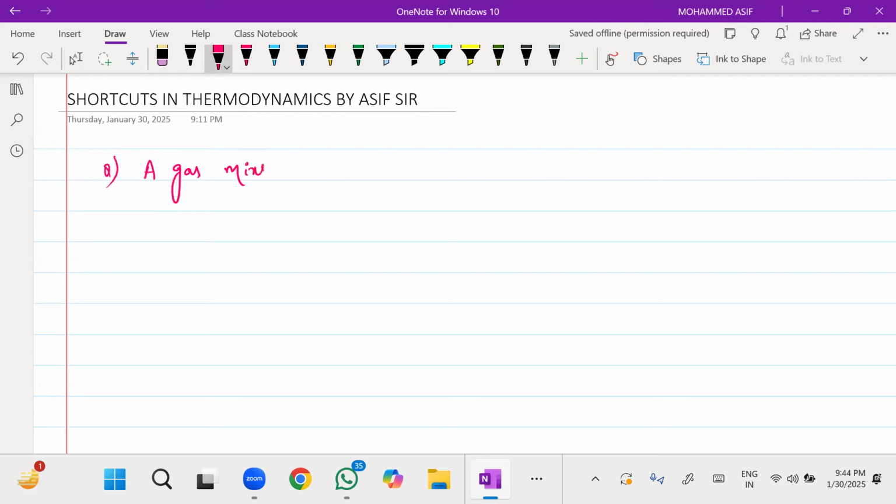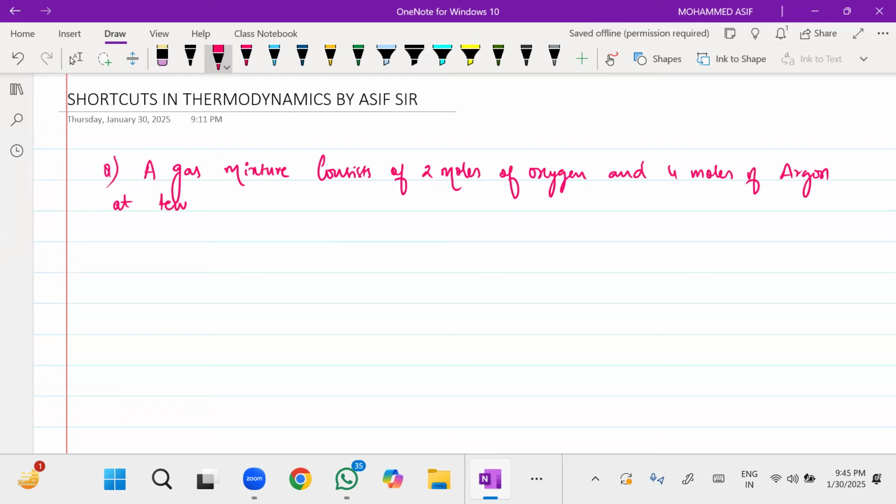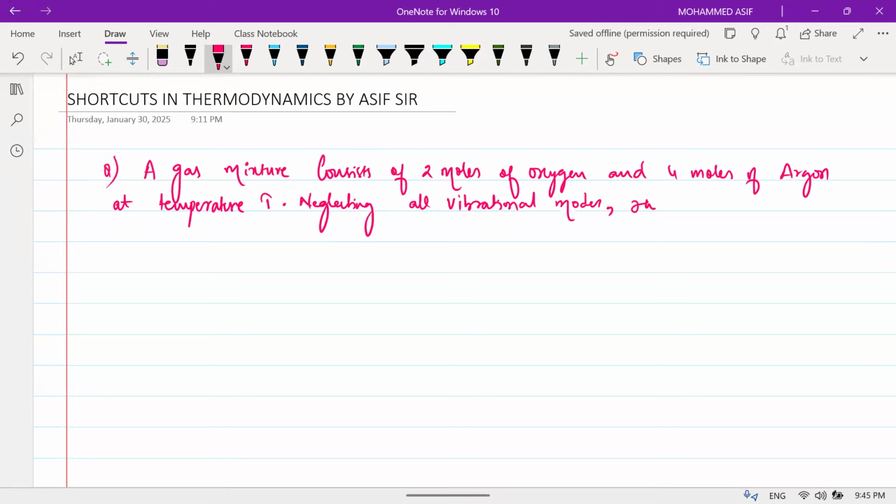A gas mixture consists of 2 moles of oxygen and 4 moles of argon, at temperature capital T. Neglecting all vibrational modes, the total internal energy of the system is. This is a question. Try it.